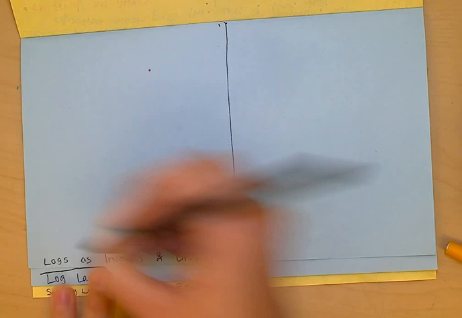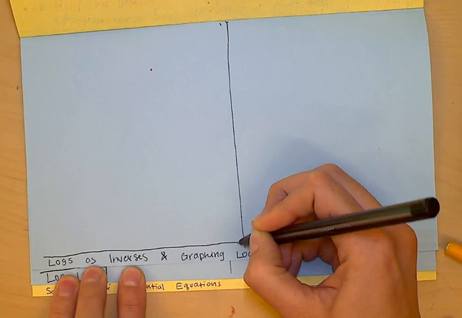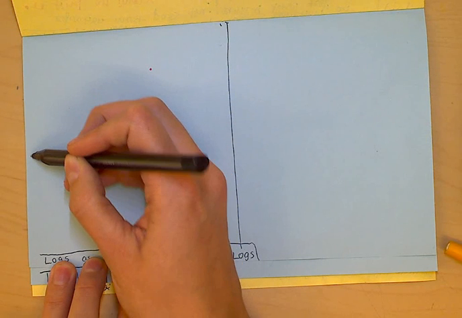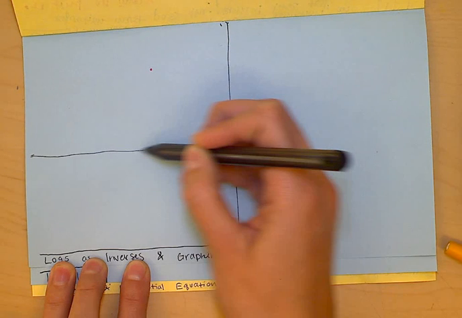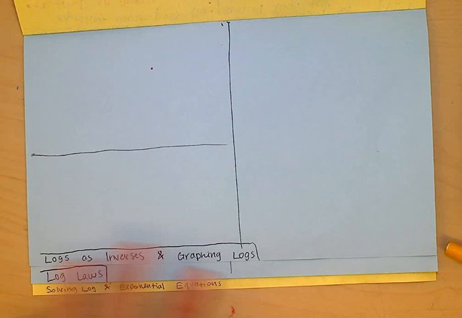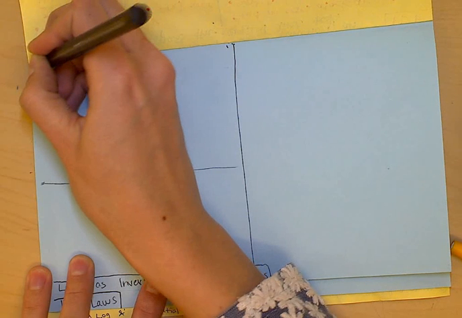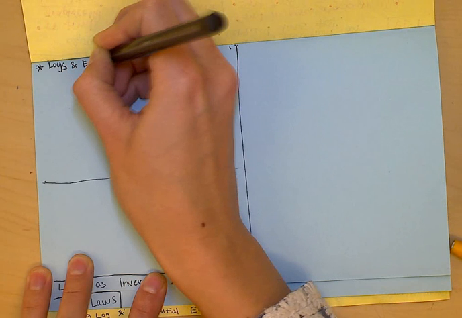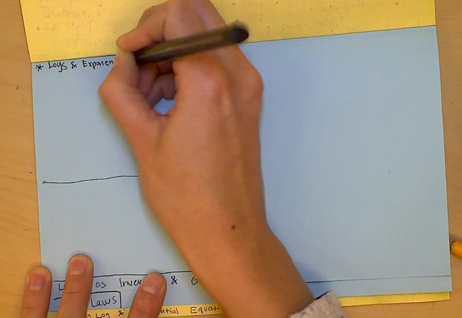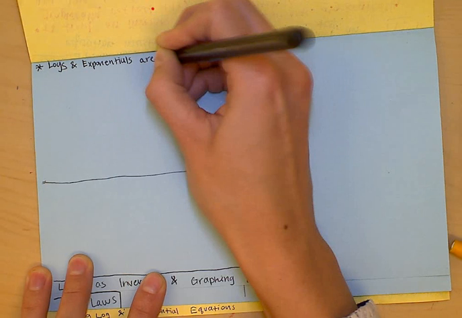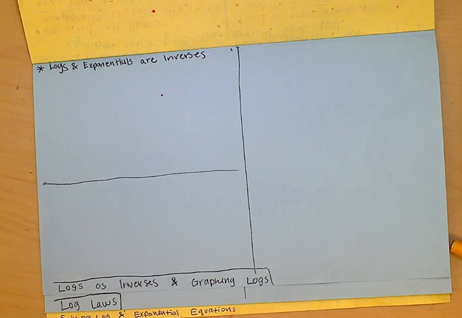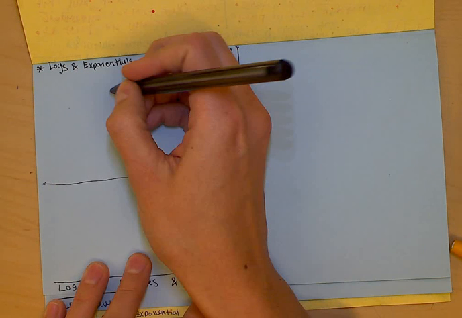And then down here, we're going to divide it. The top will be a little bit bigger, so you get an idea. Up here, I'm going to write logs and exponentials are inverses. We should all know this. Logs and exponentials are inverses. And I'm going to graph these to kind of show that in a picture.